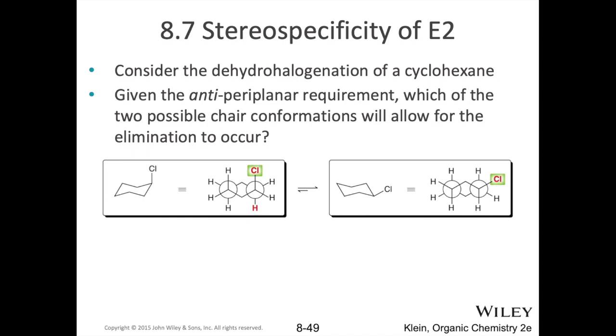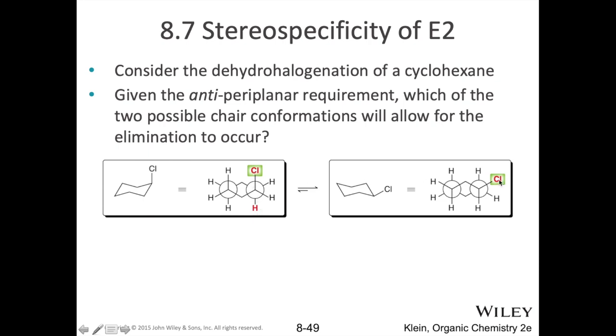Okay, so now let's look at cyclohexane, right? So you have cyclohexane with some leaving group. How does that affect anti-periplanar geometry, right? So is it better to have our axial or equatorial orientation for our leaving group and our hydrogen? Well, in order to see that anti-periplanar geometry, again, looking at this Newman projection, remember, those two groups would be anti to each other in the staggered conformation.